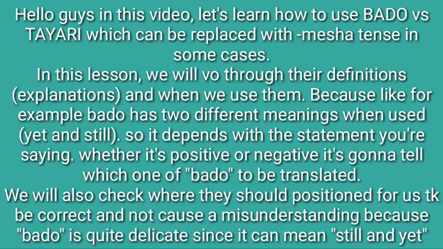In this lesson, we will go through their definitions and when we use them, like their positions, because for example, bado has two different meanings when used. It can mean yet and still, so it depends on the statement you are saying, whether it's positive or negative, and where the bado is placed. Like you can say bado nakula, which means I'm still eating. And when I say bado sijakula, it means I haven't eaten yet.